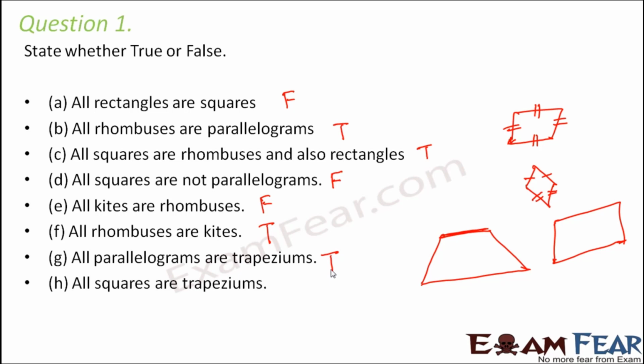So do you think that all squares are trapeziums? Now in a way, we would say that yes, all squares are trapeziums, because again, the trapezium, what does it want? It wants only one pair of sides to be parallel, and one pair of sides are parallel in case of a square. So this would also be true.